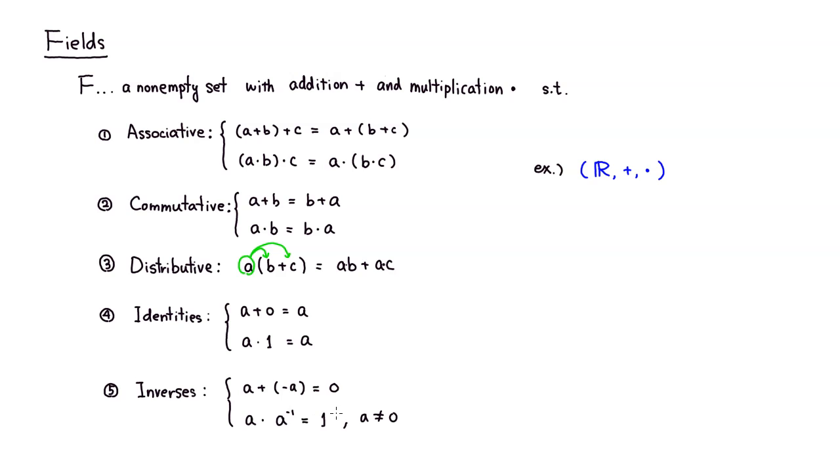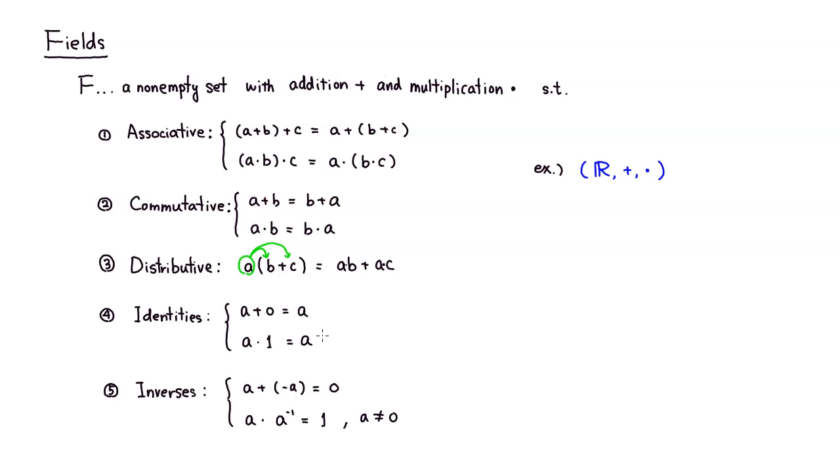So a field is just a non-empty set with addition and multiplication defined, and there are many different ways to define addition and multiplication. But those two operations must follow these five sets of conditions.